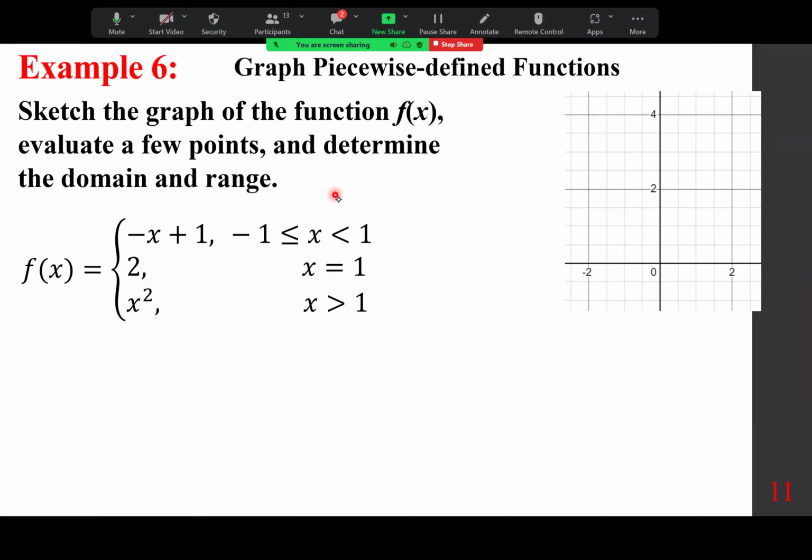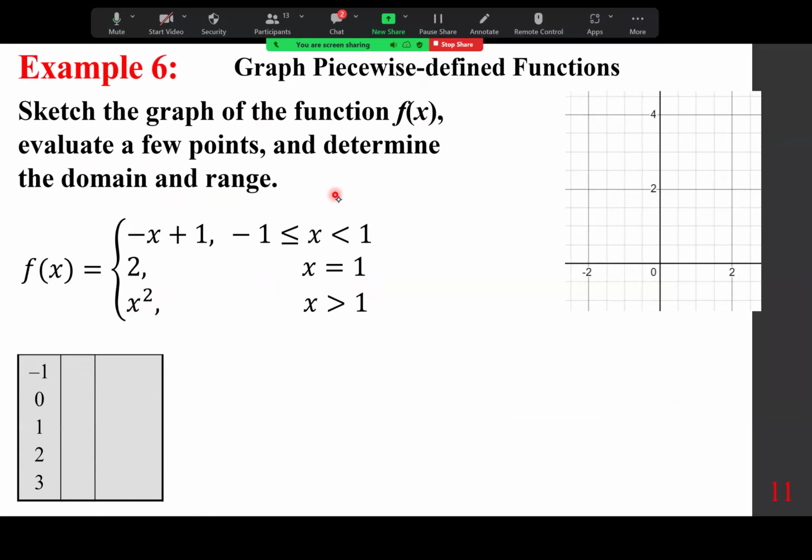So, for example, if we pick those points, let's see how we do the evaluation. Minus 1. Pay attention to the fact that f of x or y equals minus x plus 1 when x is between these two numbers, between -1 and 1. -1 is included, 1 is not. At precisely x equals 1, we have the y coordinate 2.